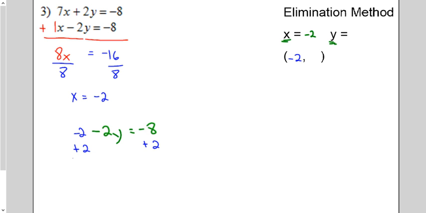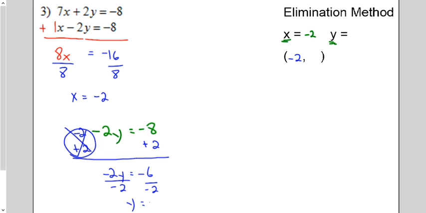This is not new. This is the same thing it used to be. It used to be I'd give you one equation and say, hey, go solve for this variable. This becomes 0. We'll pull down negative 2y, and this is negative 6. Well, that's kind of cool. Divide both sides by negative 2, and I see that y equals positive 3.